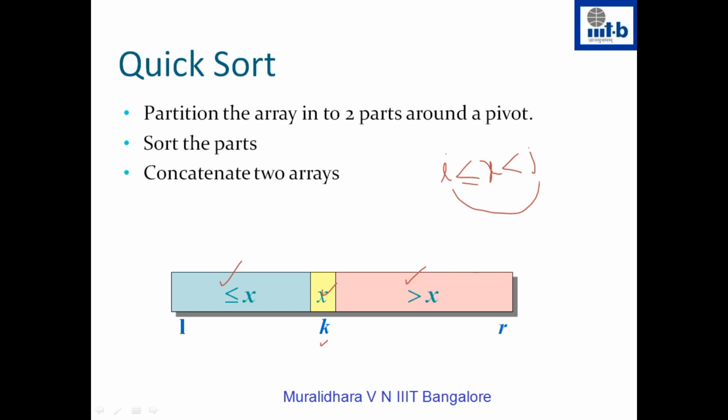If we write a partition function which ensures this property, then it's enough to sort the left hand side recursively and right hand side recursively, because if you take any number, let's say I, which is on the left hand side, this has to be smaller than x, and any number on the right hand side will be greater than x. So any number on the left hand side will be smaller than any number on the right hand side. So we have to worry about only the left hand side part and the right hand side part and recursively sort the sequence.